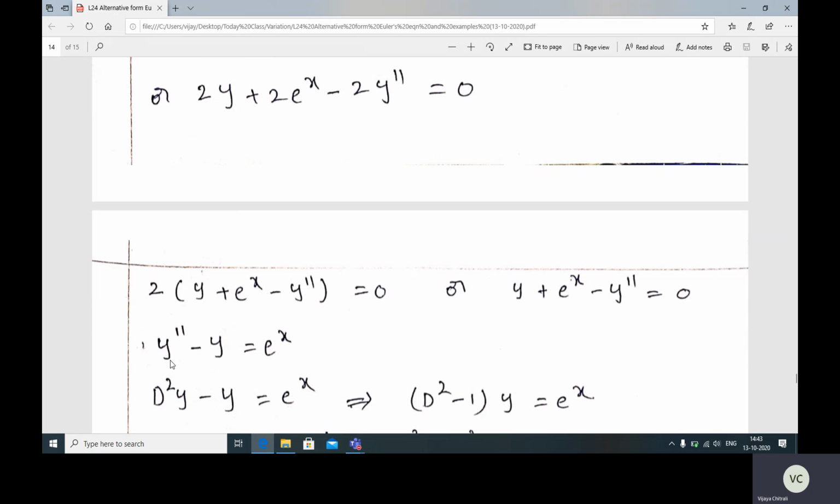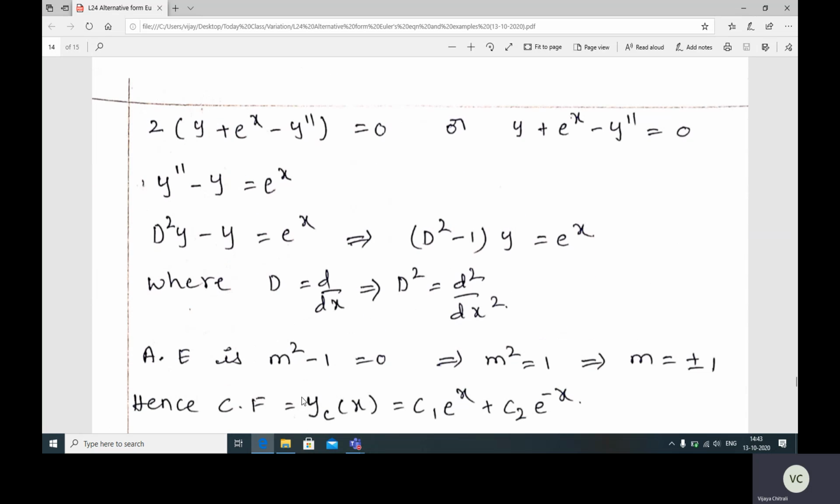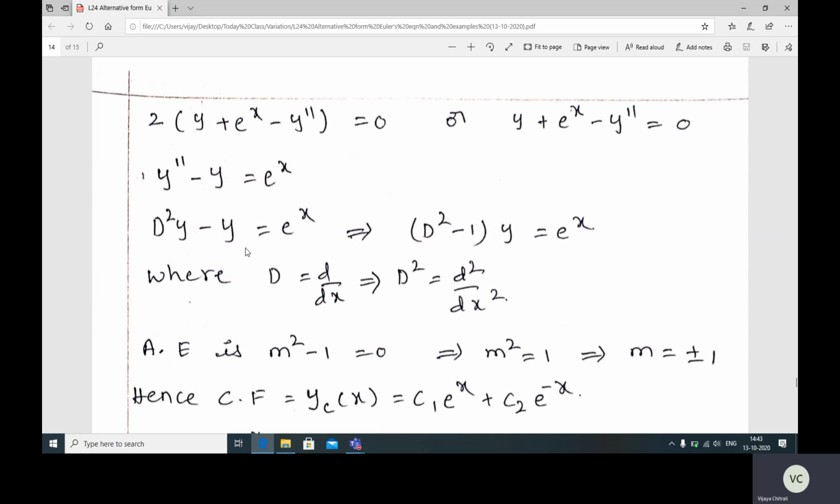So first, y double dash means d square y minus y is equal to e raised to x. So this is d square y minus y. Y is common, take it outside. So d square minus 1 into y is equal to e raised to x. So what is capital D? Capital D is d by dx. So d square will be d square divided by dx square.